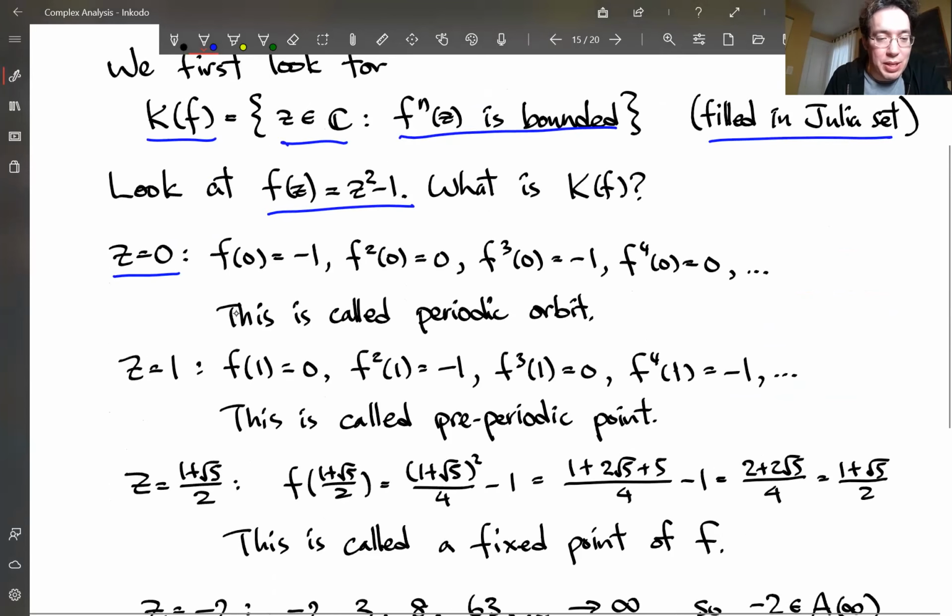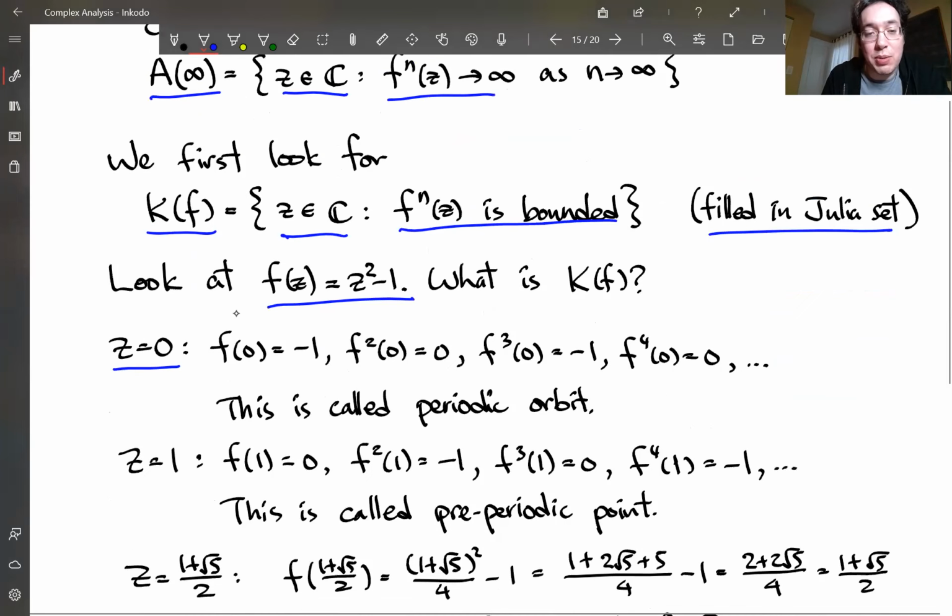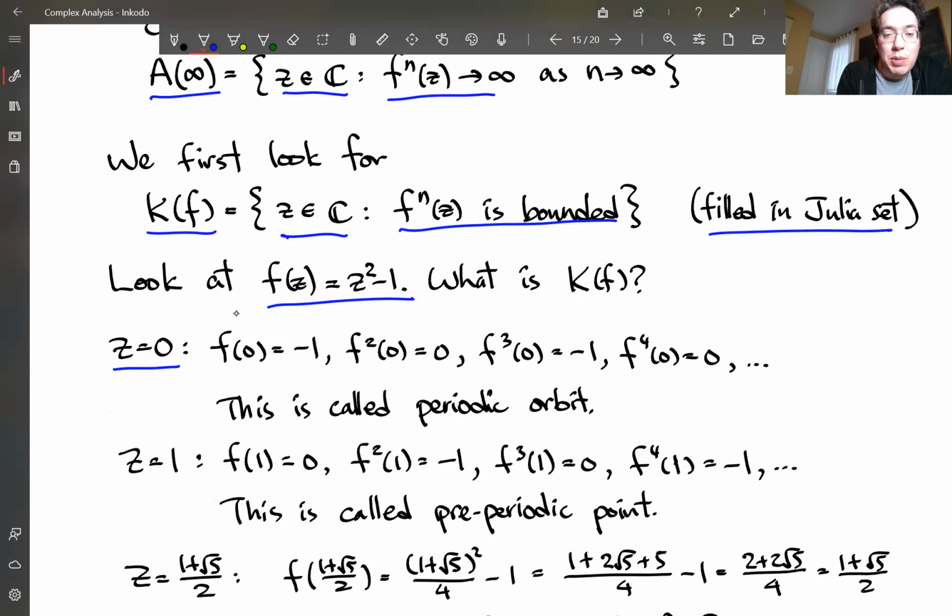Here are different types of things that could happen. If we start with z equals 0, 0 squared minus 1 is -1. And if I plug that back in, -1 squared minus 1 is 0. If you return to itself, it's going to repeat after that: -1, 0, -1, 0, and so on. When you get something like this, it's called a periodic orbit. It just repeats, and this for sure is in the filled-in Julia set because it's not blowing up to infinity.